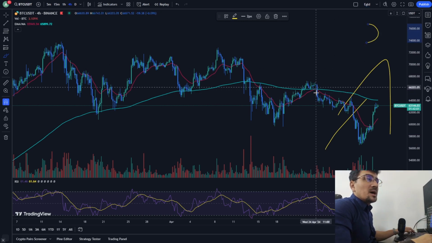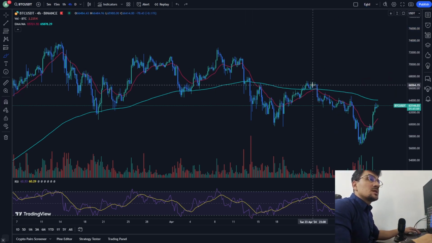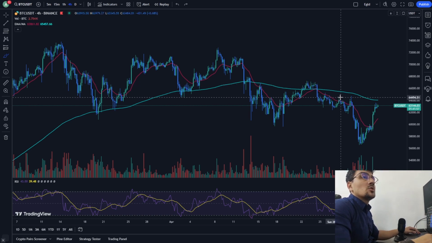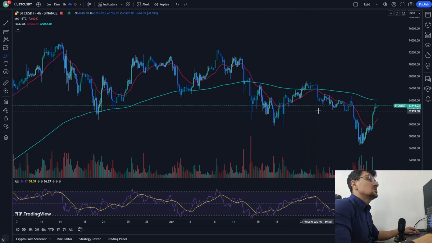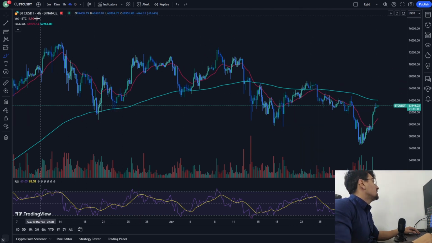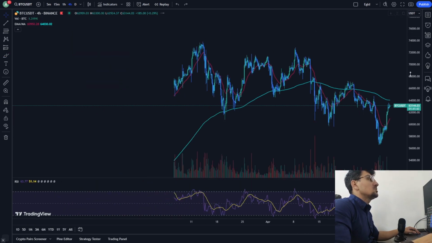Without specific patterns like flags, triangles, or head and shoulders identified in this image, we cannot comment on classic chart patterns. However, the recent uptick could be part of a larger pattern that is not fully visible in the time frame provided. So it makes the assumption that there could be a pattern.